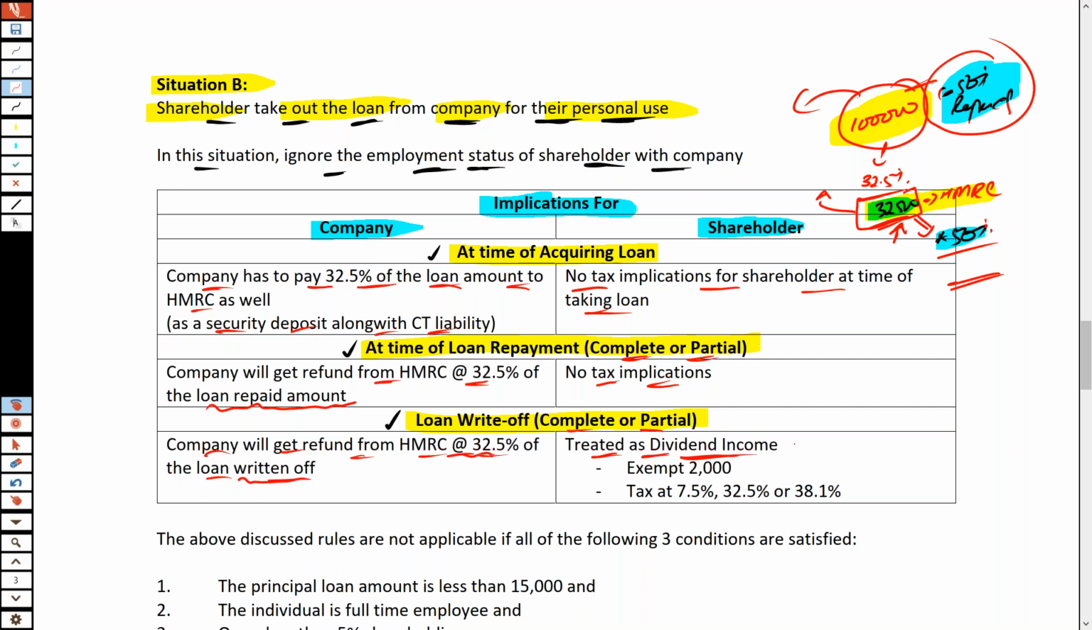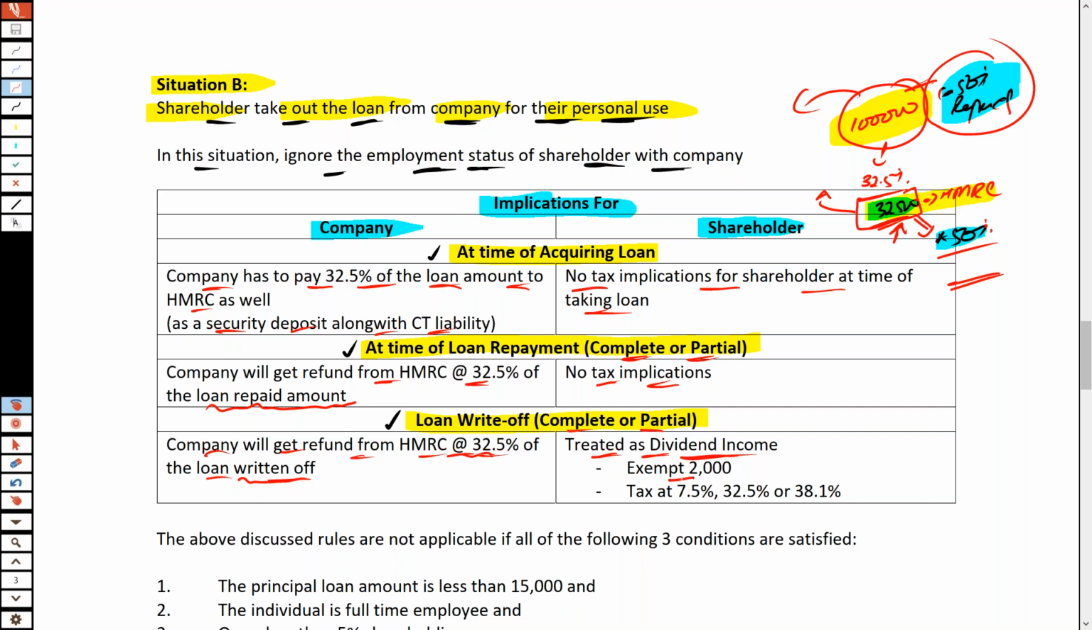thing would be considered as a dividend distribution. Why? Because the person, now a shareholder, acquired a loan from the company and is not repaying the amount of loan. So as the company is now writing off the amount of loan given to the shareholder, this amount would be considered as dividend income for that individual person and would be taxed according to the dividend income rules.